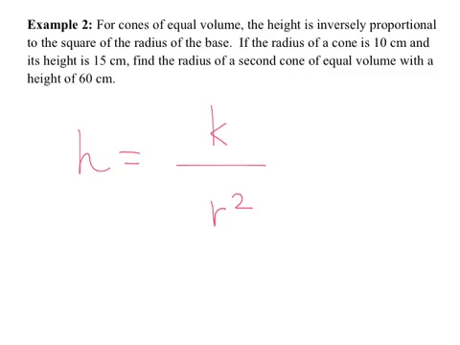Now, we're given a scenario. We're told that the radius of the cone is 10 and the height is 15. So let's plug them in, right? And what are we going to solve for? We'll solve for K again. We're always going to start by finding K so we know what our proportion is going to look like. Or inverse proportion.